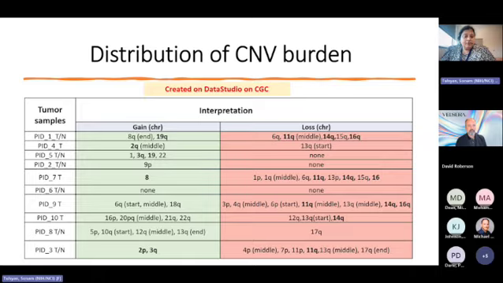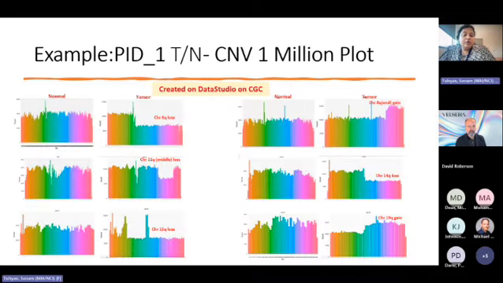We also generated the CNV 1 million plot on Data Studio on Cancer Genomics Cloud and found 19q, 2q, 3q and 2p regions to have a gain in copy, while 11q, 14q, 16q have a loss in a copy of the genome. This is an example of how the CNV 1 million plot looks.